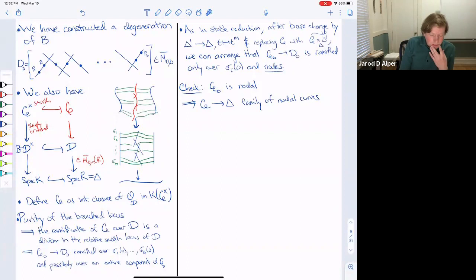Now we can use purity of the branch locus, which says that the branch locus in something smooth is always a divisor. In other words, you cannot have isolated branch points. Two things can happen. You might have branch points over nodes, because those aren't smooth points. Or you could also have it be branched along an entire component of the central fiber.